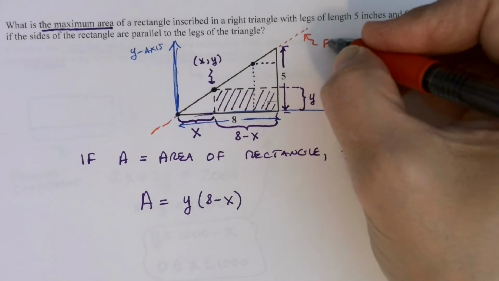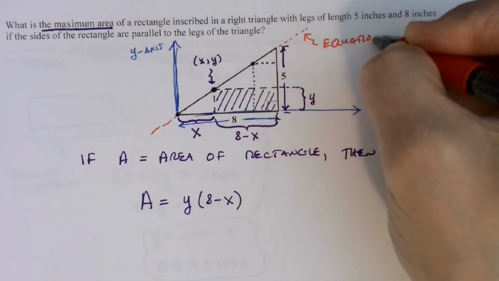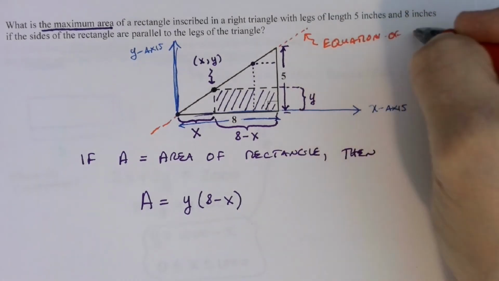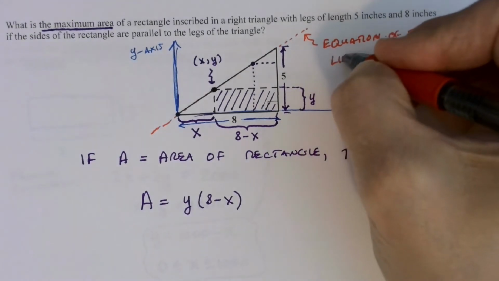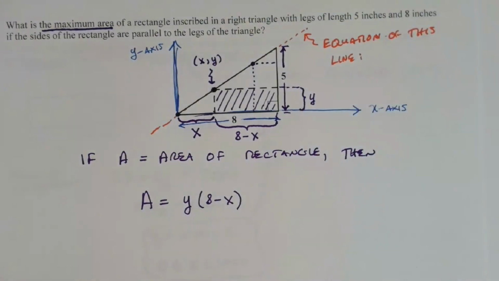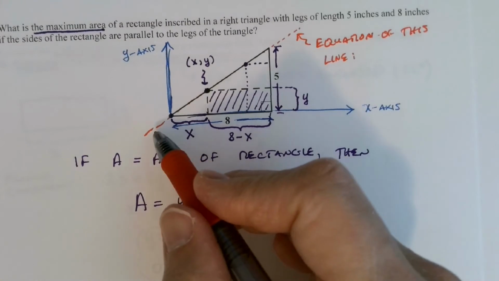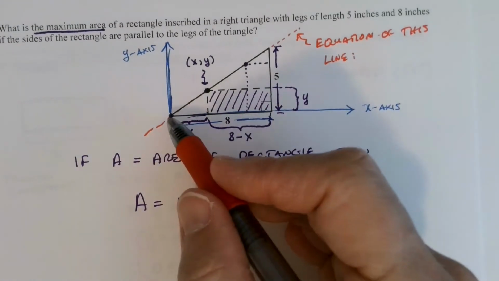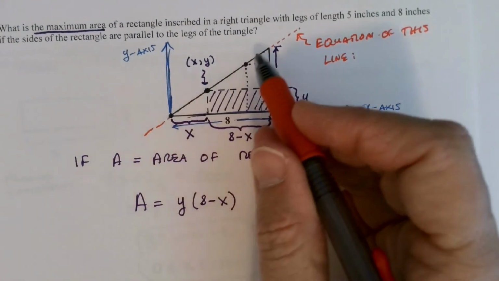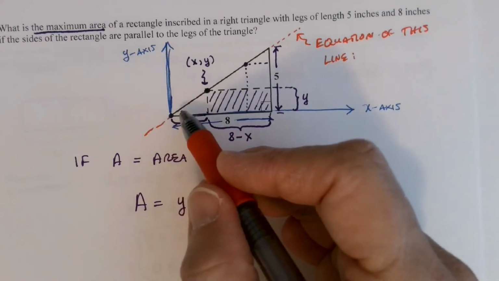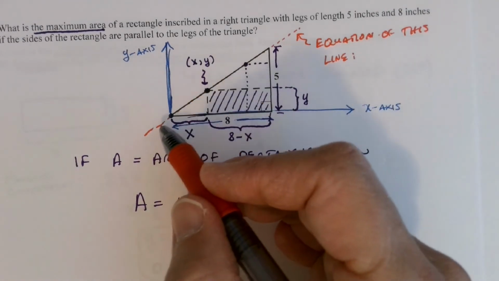What's the equation of this line? The equation of this line is what? y equals mx plus b. b is the y-intercept. What's the y-intercept for this line? It goes right through the origin. The y-intercept b is 0. So it's just y equals mx.